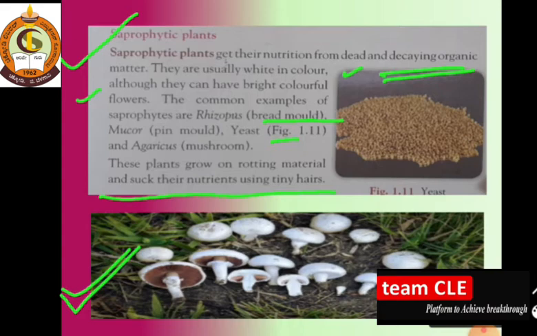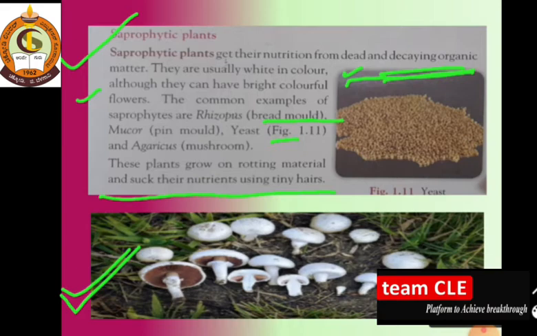Dear students, if the question arises, what are saprophytic plants, then they are the plants that get their nutrition from dead and decaying organic matter. Here you can write these things point-wise. First, write the definition, then go for the next concept, that is they are usually white in color and also they have bright colorful flowers.